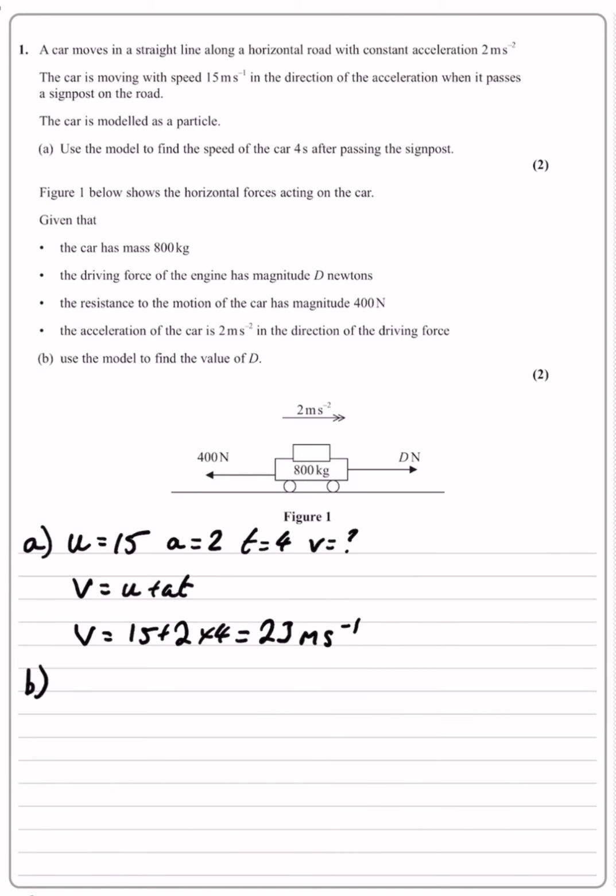For part B, using F equals ma, we know that the force less 400 will be equal to the mass, which is 800, times the acceleration, which is 2. Adding the 400 to both sides, we can work out that the driving force is 2,000 newtons. That's question 1 done.